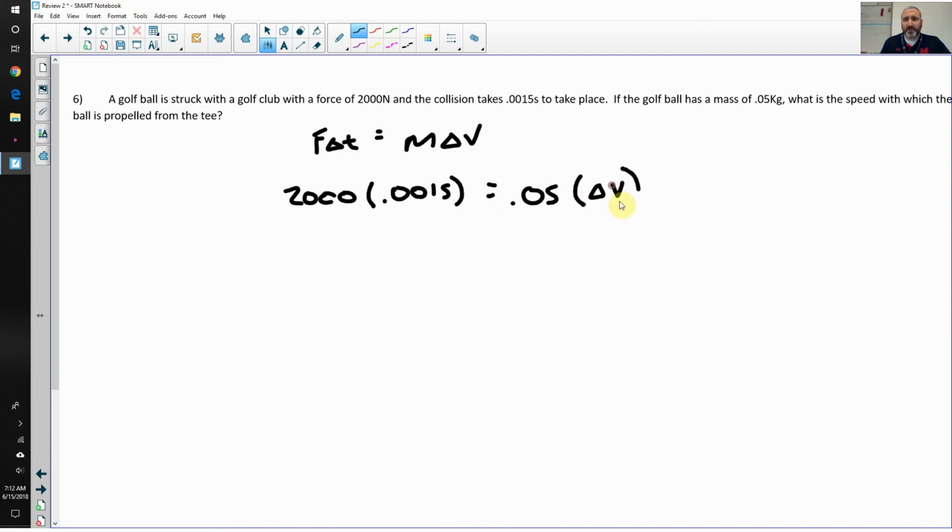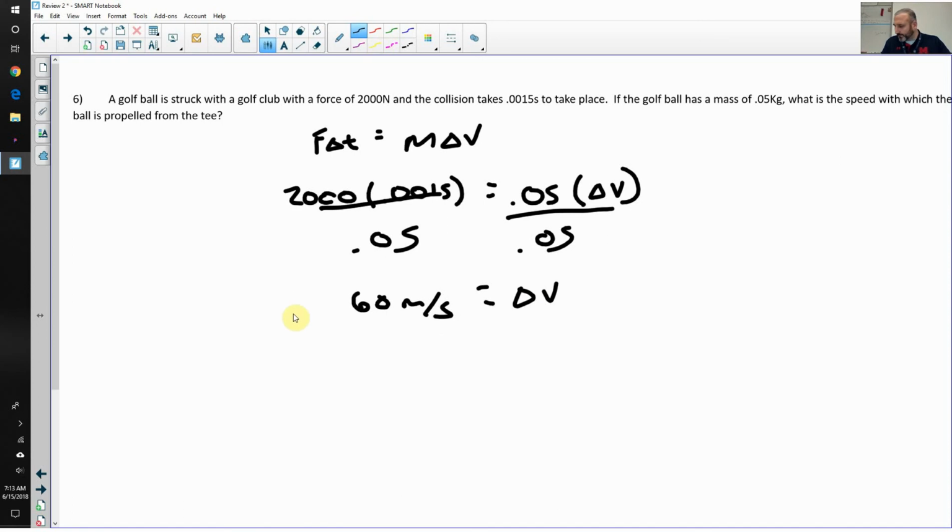We're looking for the delta V, which is the change in the velocity, and if it's sitting at rest to start with, whatever it's going afterwards is our new velocity. So let's just do some quick math: 2,000 times 0.0015 divided by 0.05, because you're going to divide both sides by 0.05. You're going to have a delta V of 60 meters per second, which means it was going 0, it's now going 60 meters per second. I hope that made sense to you.